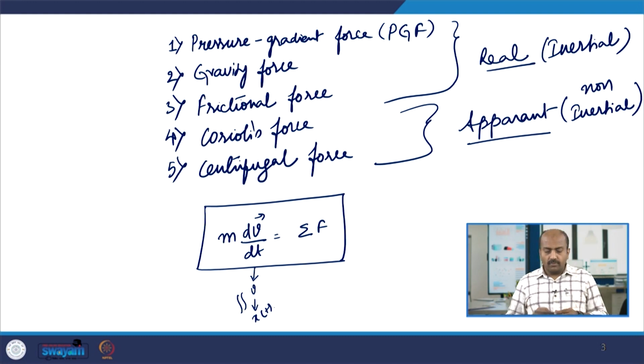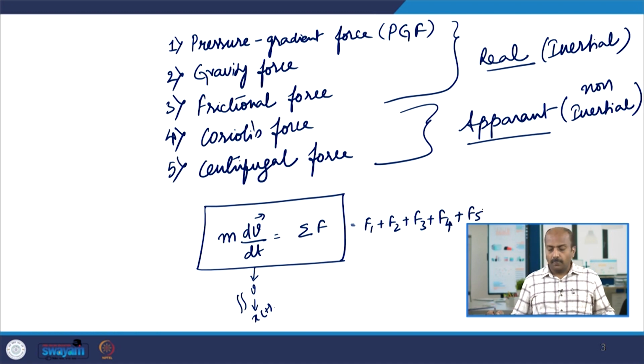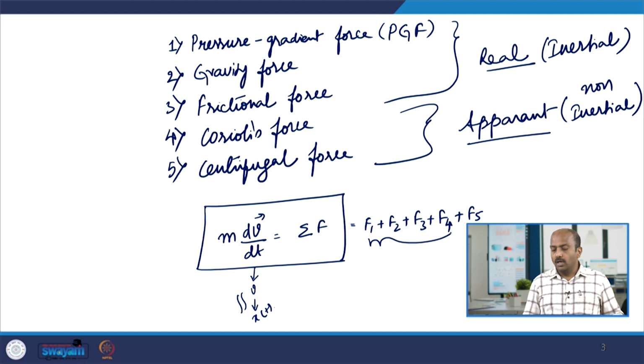Now, how many forces do we have? So, this has to be the sum of F1 plus F2 plus F3 plus F4 plus F5. Whether each is plus or minus or whatever it is, basically we are just trying to see how these 5 forces can be added to be able to write an equation of motion.